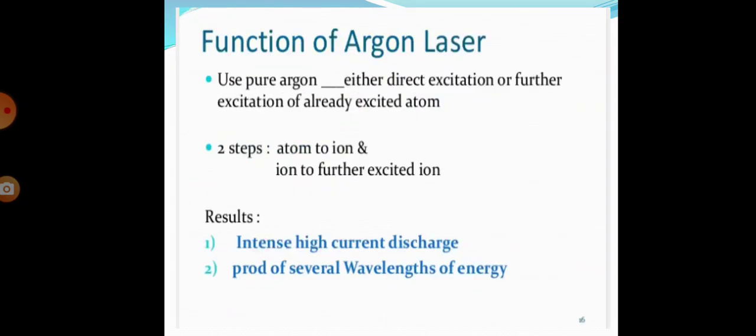Function of the argon laser. Use pure argon, either direct excitation or further excitation of an already excited atom. They involve two steps. One is the atom to ion, and the other is the ion to a further excited ion. Result: an intense high current discharge produces several wavelengths of energy.